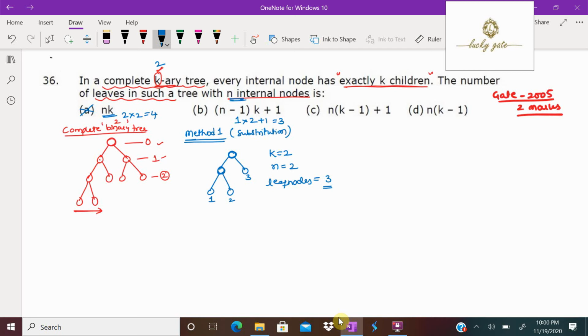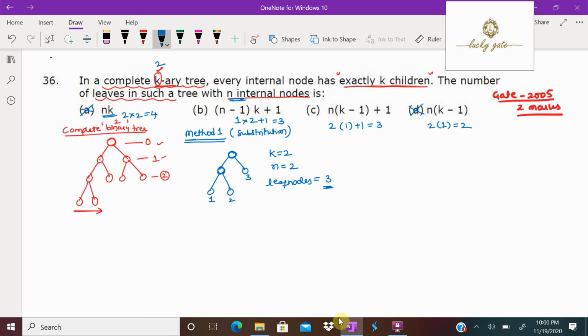Look at option C. What is n? 2. What is k? 2. (k minus 1) into n plus 1: 2 minus 1, that is 1, plus 1, which equals 3. Means option C also may be true. Look at option D. What is n? 2 into (k minus 1). What is k? 2. 2 minus 1, 1, which equals 2. But how many leaf nodes do we have? 3. So option D is eliminated. In the substitution, I eliminated options A and D. So options B and C are satisfying the answer.